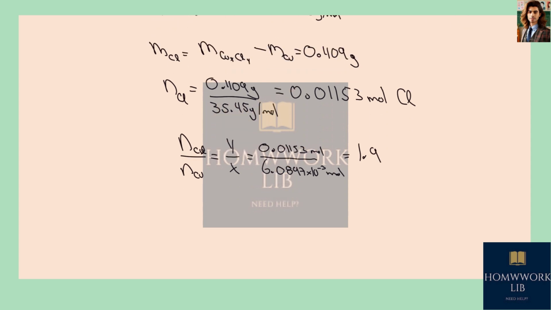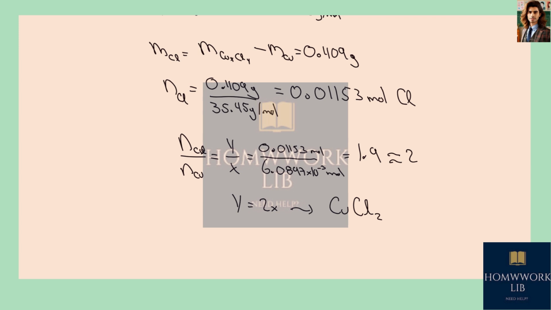So one of the possible formulas, approximating this as 2, would be Y is equal to 2 times X. So we can say one of the potential results could be CuCl2, which is going to be consistent with the known values for the balances of copper and chlorine. This would be copper chloride 2, right?